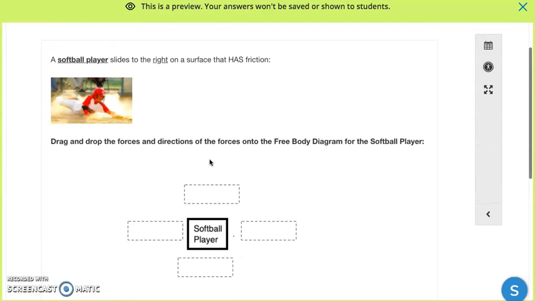And then you have to think about, well, they're sliding to the right and the surface that has friction. So that means they're going to rub against that surface. So there'll probably be a force friction. You want to think about what direction force friction will be in. Is it helping them slide to the right? Or is it slowing them down, opposing their motion to the right?